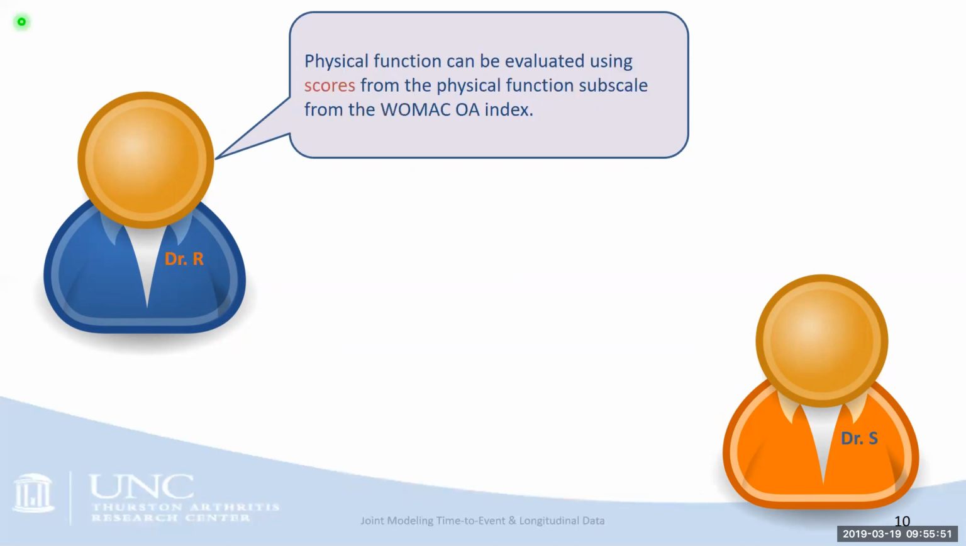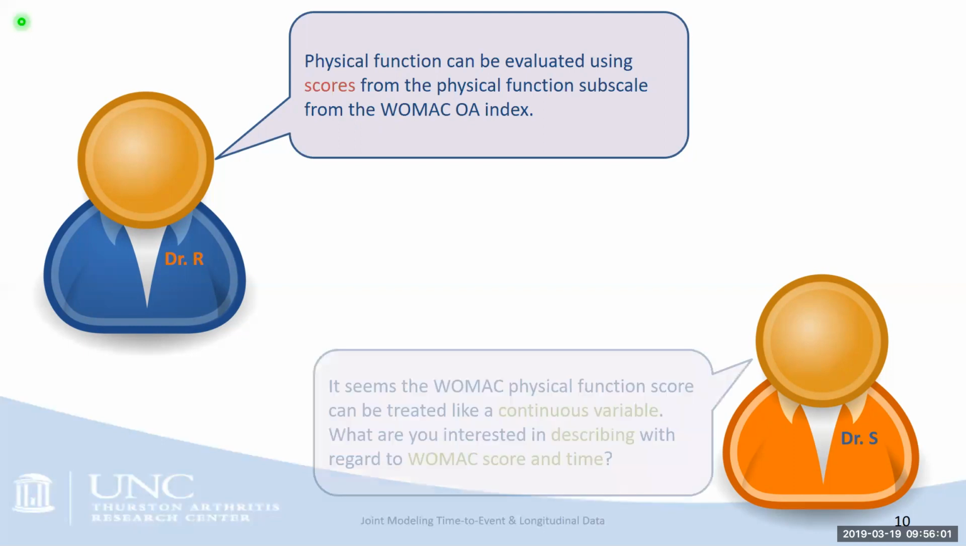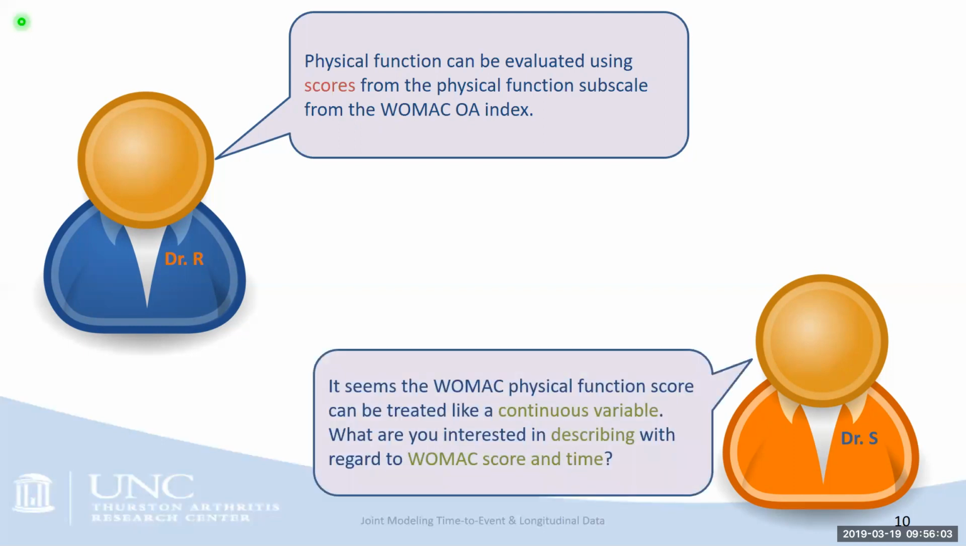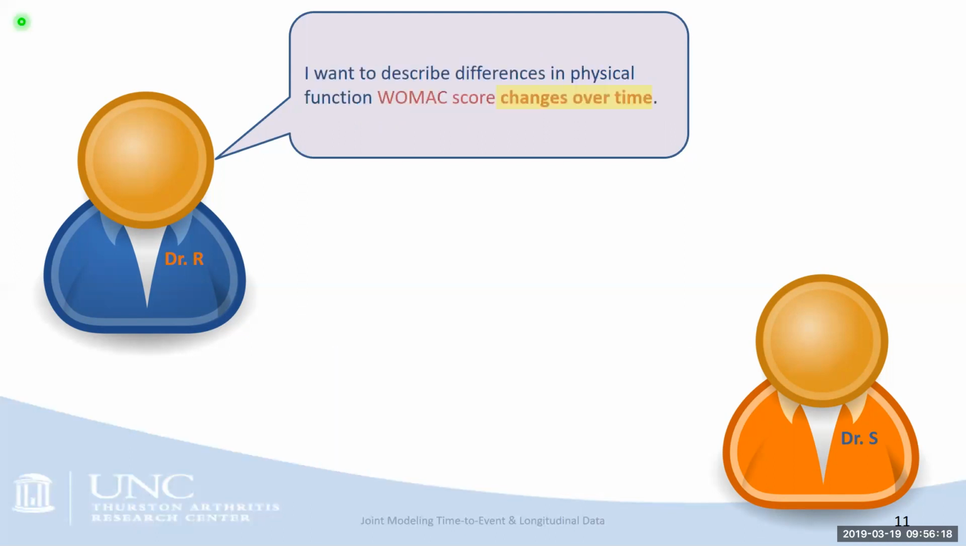So we learned that physical function in this context can be evaluated using a score. And this is a score that comes from the physical function subscale from the WOMAC-08 index. So it seems that this WOMAC physical function score can possibly be treated like a continuous variable. So given that information, we might ask further what the interest really is in describing this WOMAC score and time. And so this is important, and Dr. R tells us that the interest is in describing differences in this physical function score as it changes over time.